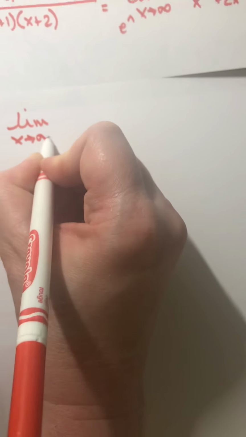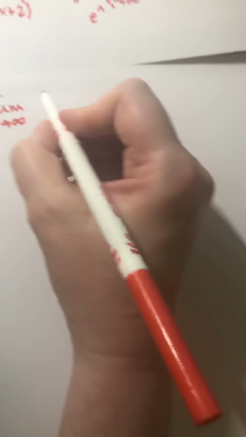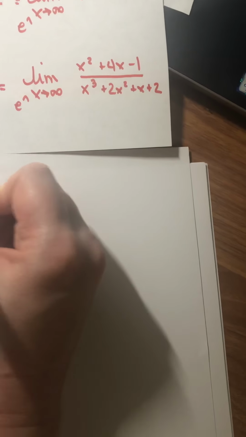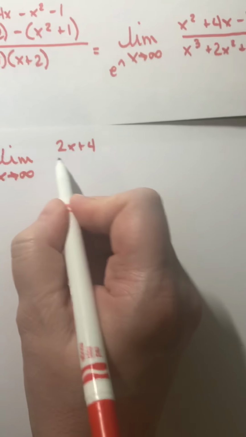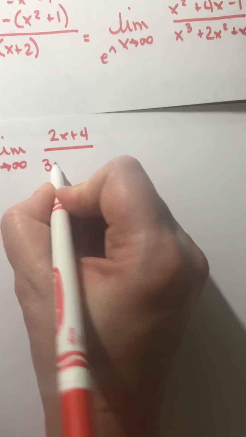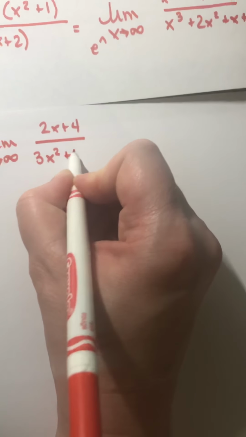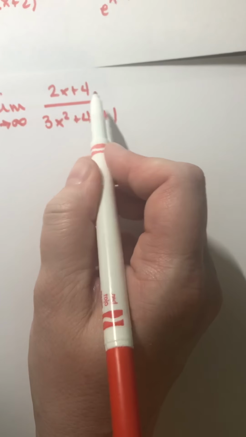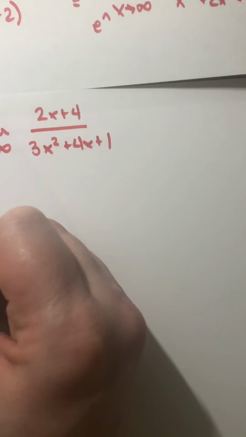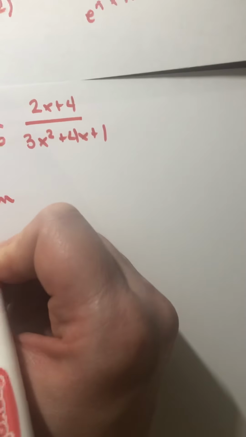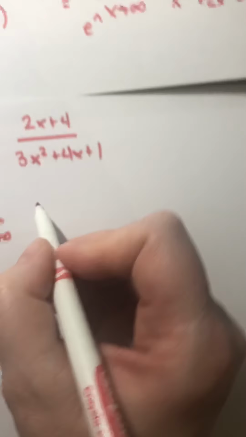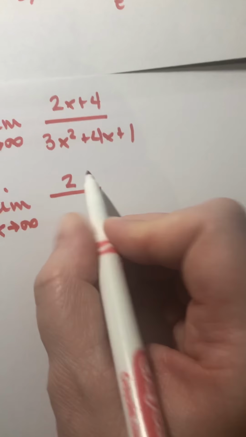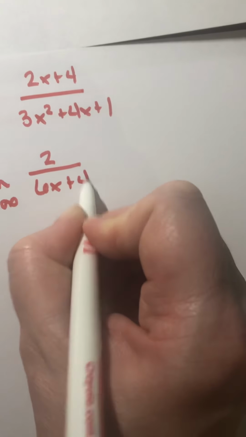So I'm going to have the limit as x goes to infinity, and then I'm going to derive that function up there. So I'm going to have 2x plus 4 over 3x squared plus 4x plus 1. If I plug in infinities again, I still have infinity over infinity. So let's try this again. e to the limit as x goes to infinity. On top now I'll have 2, and then I'll have 6x plus 4.